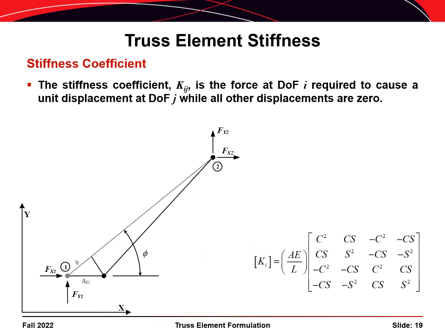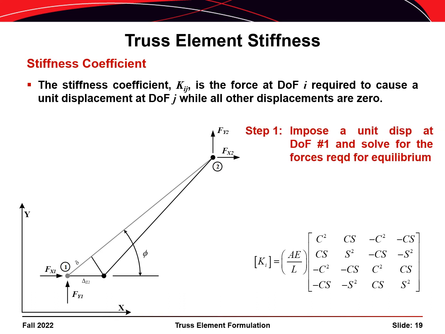Knowing that a stiffness coefficient K sub ij is the force required at degree of freedom I to cause a unit displacement at degree of freedom j, we can impose a unit displacement corresponding to the first degree of freedom for this member. In other words, we move node 1 or node I to the right by 1 unit, as is shown here. By solving for the forces that are required to hold that element in that displaced position, we essentially solve for the first column of stiffness coefficients in the element stiffness matrix.